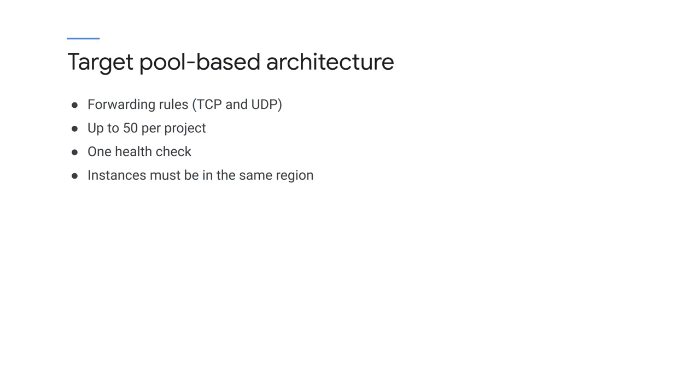Now, each project can have up to 50 target pools, and each target pool can only have one health check. Also, all the instances of a target pool must be in the same region, which is the same limitation as for the network load balancer.